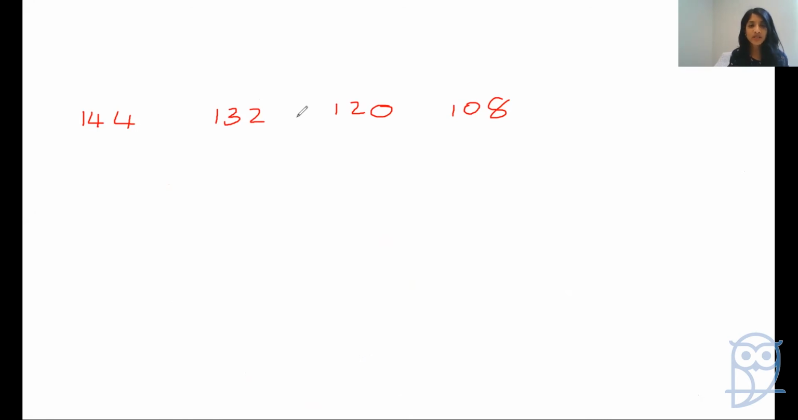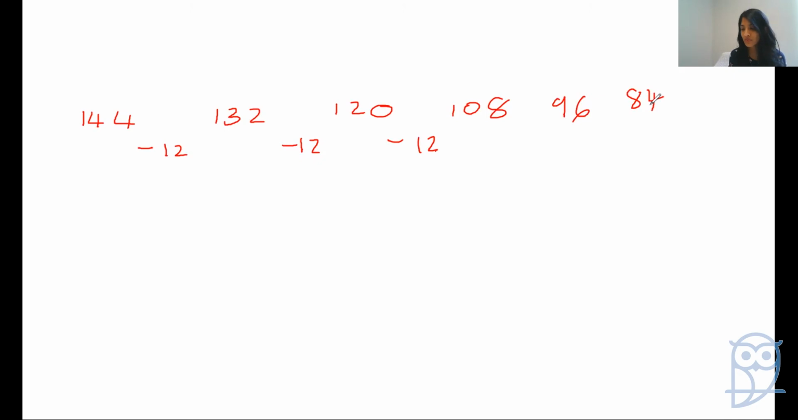What then would be the sequence in which this is moving? 144 and 132. What is the difference? -12. So 144 minus 12 is going to give me 132. 132 minus 12 is going to give me 120. 120 minus 12 is going to give me 108. So then, what will be my next two numbers? 96 and 84.